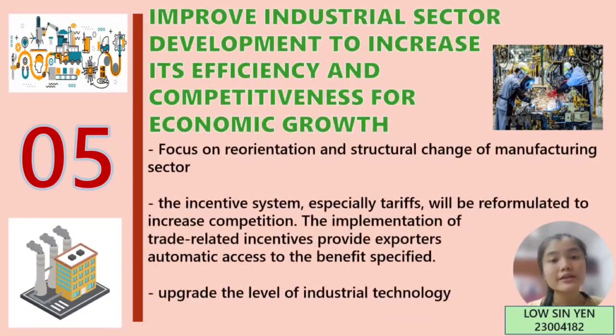Next, the economic direction of the Fifth Malaysia Plan is to improve the industrial sector development, to increase its efficiency and also the competitiveness for economic growth. In this case, they will focus on the reorientation and the structural change of the manufacturing sector. There will also be the incentive system, especially tariffs, that will be reformulated to increase the competition in the market. Then, there will also be the implementation of the trade-based incentives that can provide the exporter automatic access to the benefits specified. Besides that, the government will also upgrade the level of the industrial technology either by further adoption of foreign technologies or even developing the indigenous technologies.